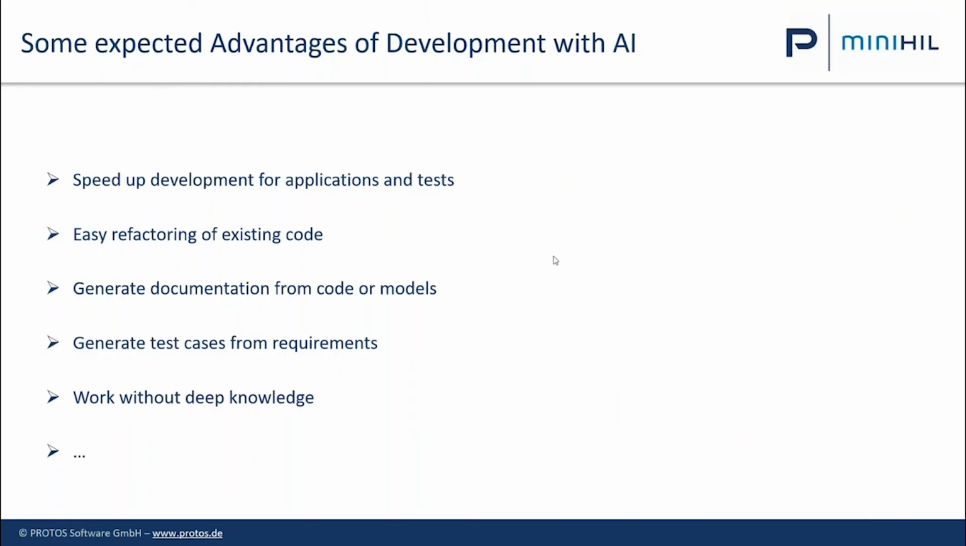You can generate documentation from code or models, also an advantage. Then you can generate test cases from requirements. Doesn't always work as expected, but you can do that. And you can work without deep knowledge. That's a pro and a con. So if you have no idea what you're doing, then usually the results from AI are equally bad. But for example, for prototyping for something fast, this works really good. For production code, yeah, we have to look at this.